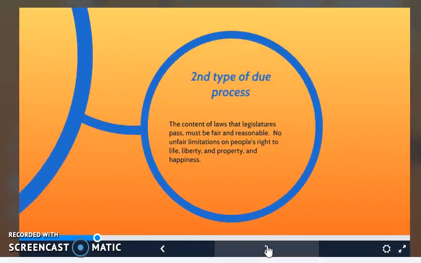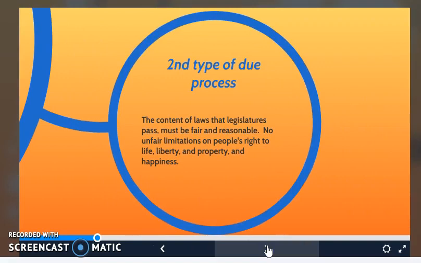The second type is the content. The second type of due process says that the content of laws that legislatures pass must be fair and reasonable. No unfair limitations on people's right to life, liberty, and property, and happiness. The reason that phrase is messed up a little bit is, as we know from the Declaration of Independence, it says life, liberty, and the pursuit of happiness. But in the Constitution, it says life, liberty, and property. Either way, there cannot be any laws that restrict that unfairly.